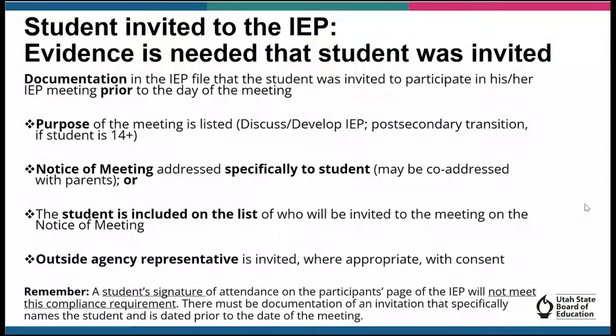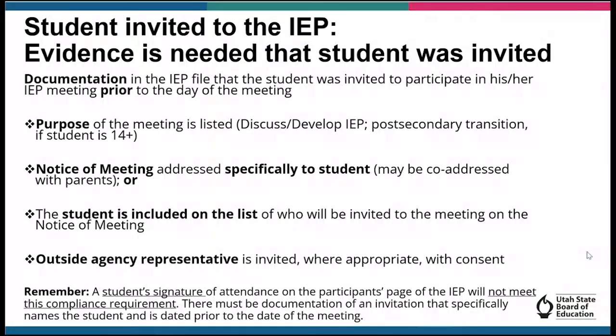The post-secondary transition planning process requires LEAs to invite the student, beginning at age 14, to the IEP where post-secondary transition services will be discussed. There must be evidence that the student was invited in the following documentation in the student file. Purpose of the meeting is listed.